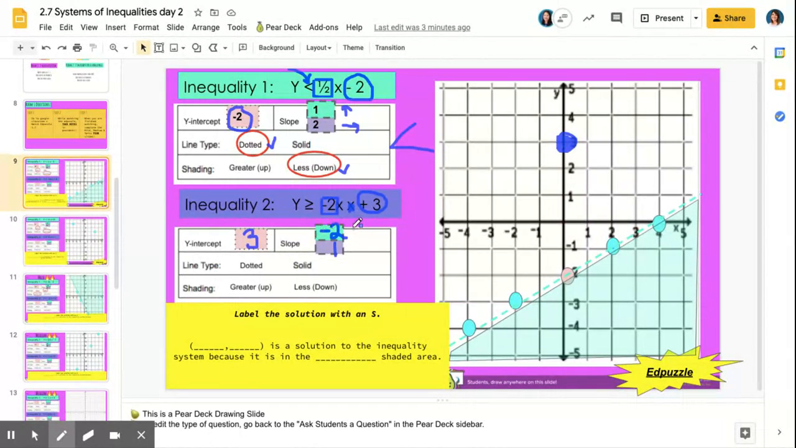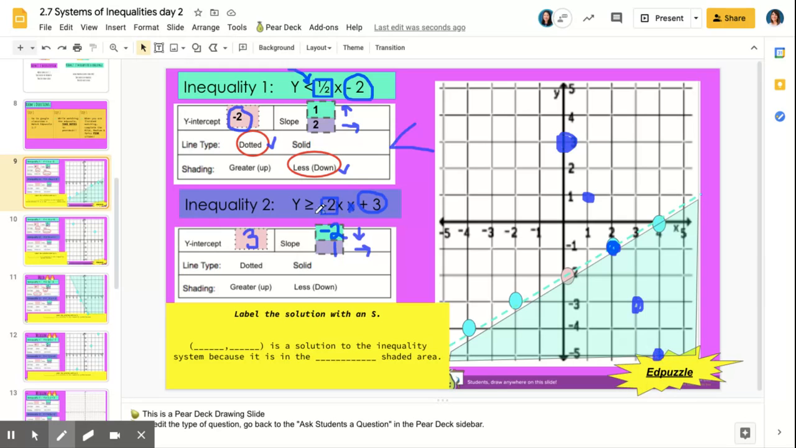And then our slope tells us the direction. So in this case, it's going to be down 2, right 1. So down 2 spaces, 1, 2, right 1. Down 2, 1, 2, right 1. And I'm just going to keep following that pattern. Down 2, right 1, down 2, right 1.